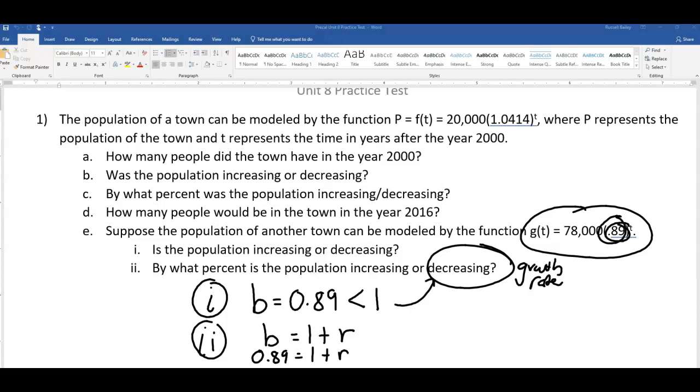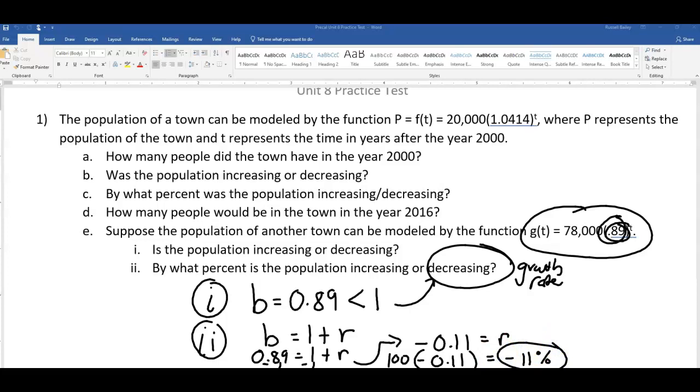And so to solve for R, we just subtract 1 on both sides. And when we do that, we end up getting negative 0.11 for R. And once again, we want to multiply that by 100 because we want to write it as a percent. And that gives me negative 11%. Notice that it's negative this time, and that's because it's a decreasing function.